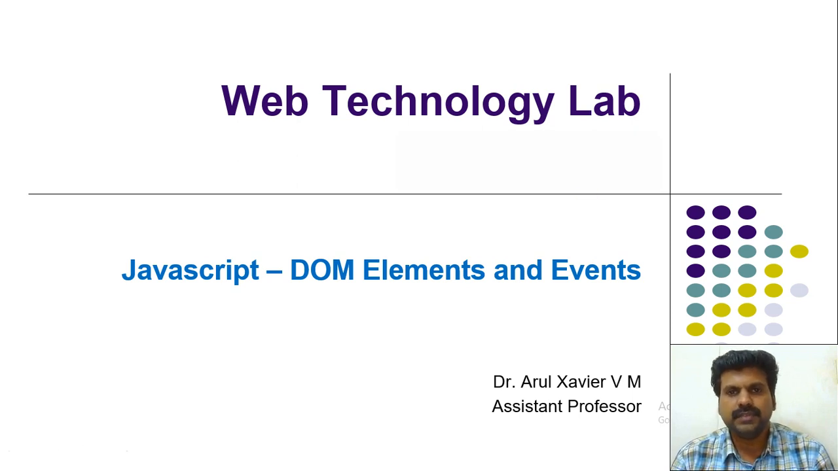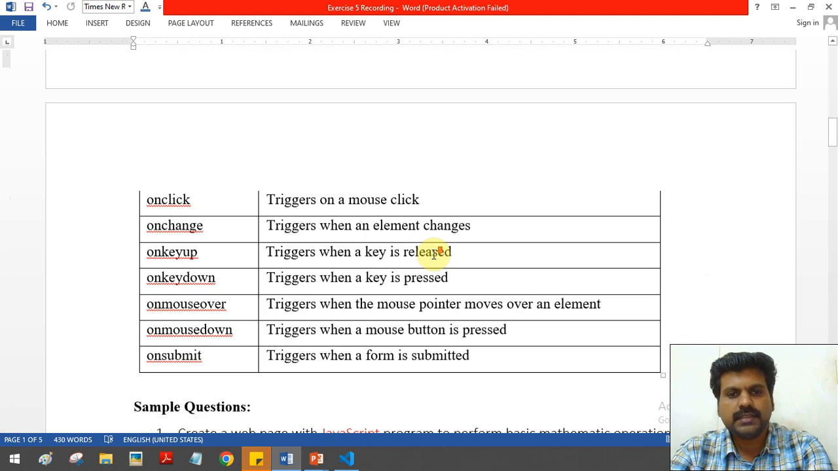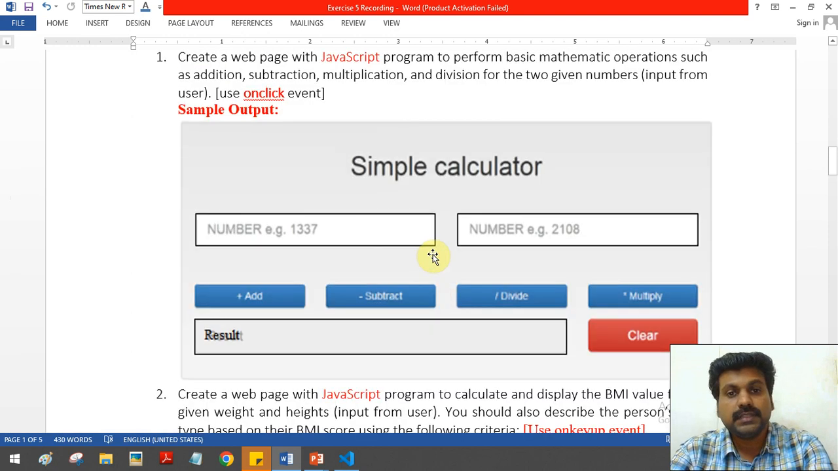In this video, we'll be discussing the next exercise, JavaScript DOM elements and events. In this exercise, the major objective is to practice how to design a web page which demonstrates dynamic actions for user interactions using JavaScript document object methods as well as event handling techniques. You will be using JavaScript document object model functionalities and event handling techniques to design an HTML web page with user interaction.